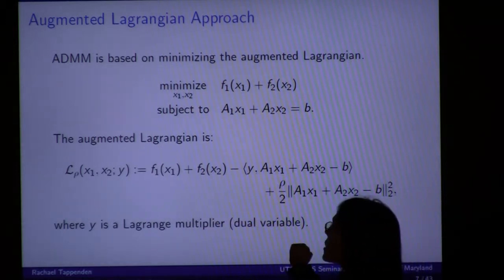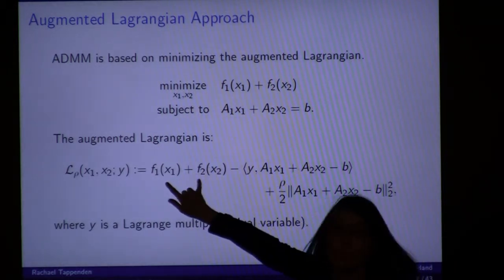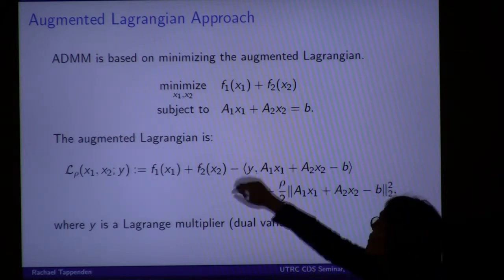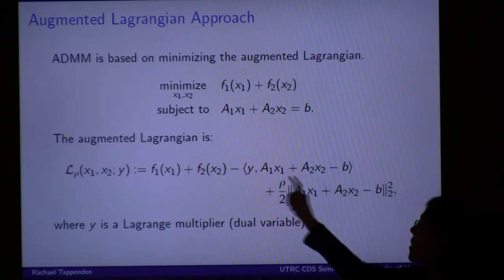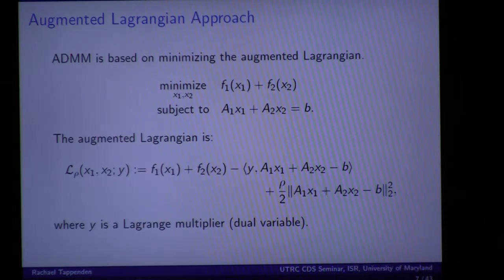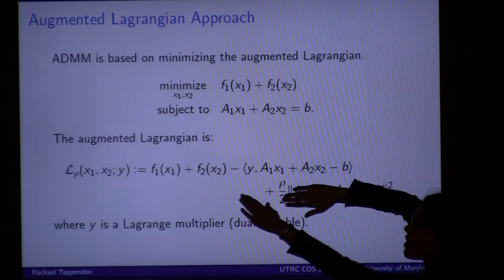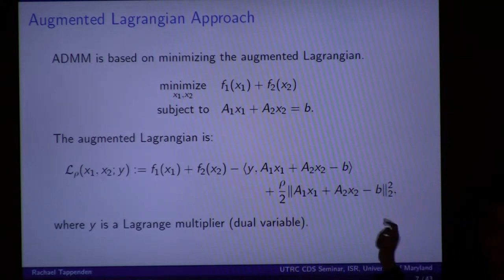How I form the augmented Lagrangian: I take my objective function, I plug it in, and then what I do is I relax these constraints. So I multiply my multiplier by this a1 x1 plus a2 x2 minus b, and this would be the Lagrangian, and I add this 2 norm squared term to augment it. It depends on this parameter rho. So this is my augmented Lagrangian.